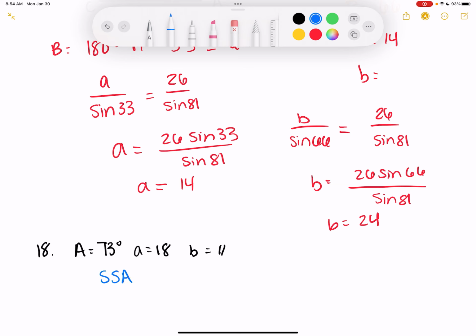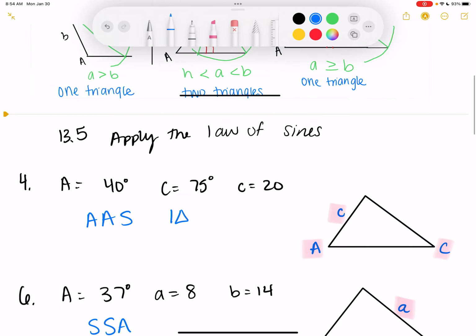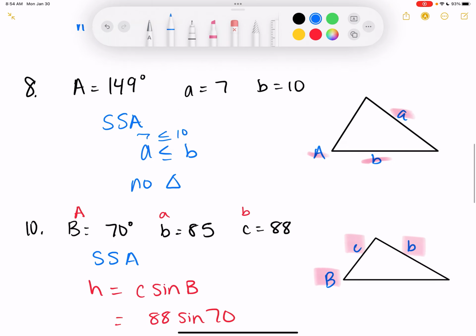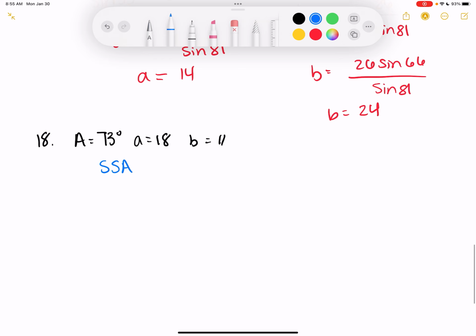So now I need to determine how many triangles I have. So first of all, is the angle acute or obtuse? Acute. So right now I have that A is greater than B. So let's look at, is that a scenario that I have for A to be greater than B? Okay, so how many triangles do I have? One. So one triangle.